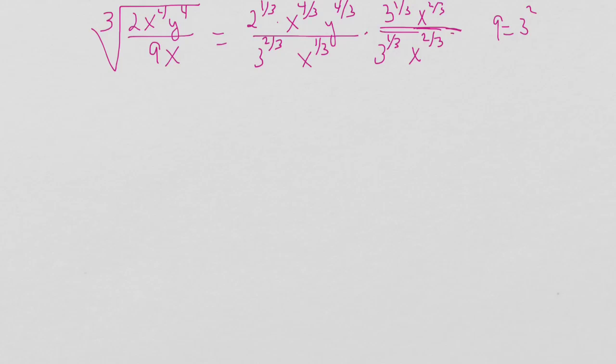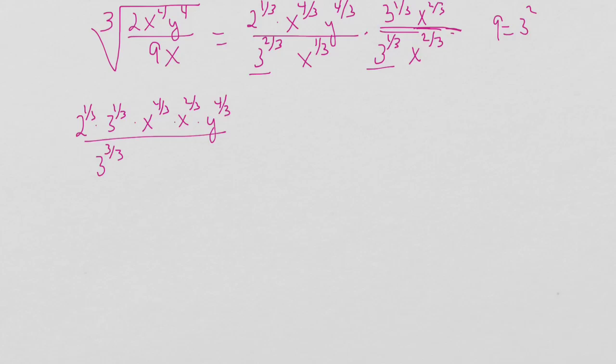When I do that, I'm going to put the like factors together. So I'm going to put 2 to the 1/3 times 3 to the 1/3, and I'll put my x's together. So I have times x to the 4/3 times x to the 2/3 times y to the 4/3, all over 3 to the 2/3 times 3 to the 1/3. That gives me 3 to the 3/3, which is cool because that's 3 to the first. And then x to the 1/3 times x to the 2/3 is x to the 3/3.